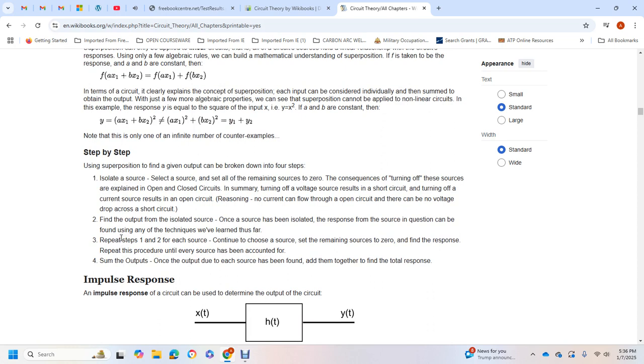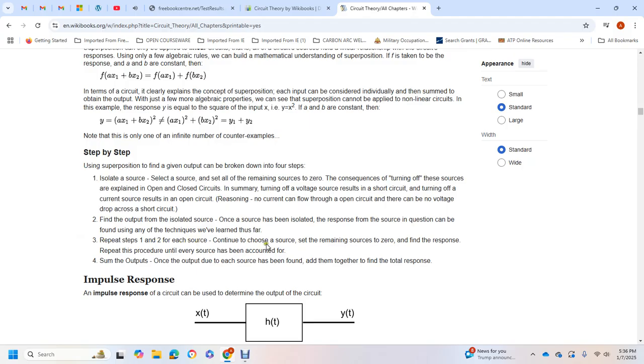Step by step, using superposition gives the output with a breakdown in 4 steps. Isolate the circuit: select a source, setting all the remaining sources to 0. The consequence of turning off these sources is explained with open and closed circuits. Turning off a voltage source results in a short circuit, and turning off a current source results in an open circuit. With an open circuit no current can flow, and there can be no voltage drop across a short circuit. Find the output of the isolated circuit with one source. The response can be found using any techniques we have learned so far.